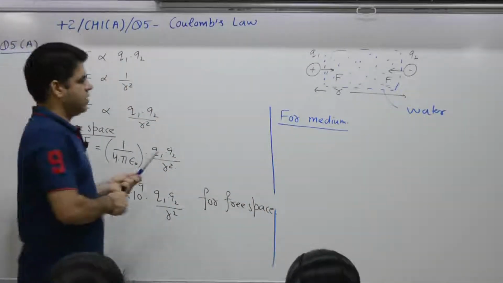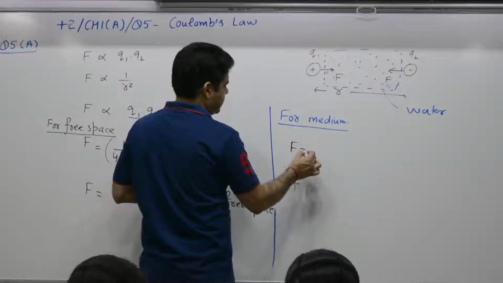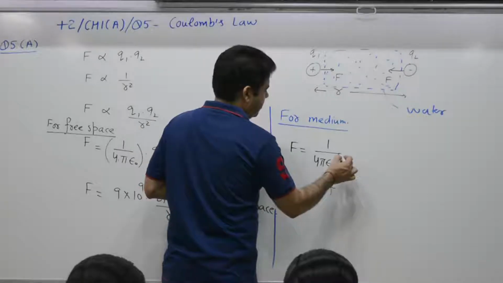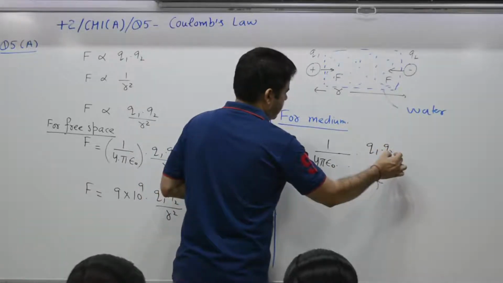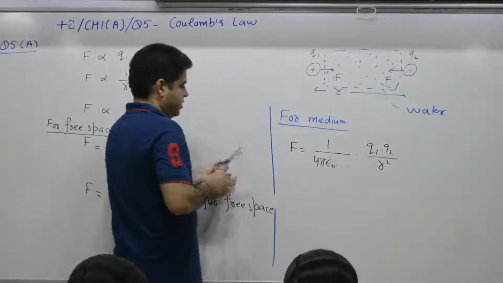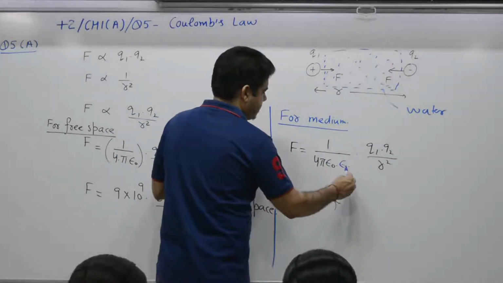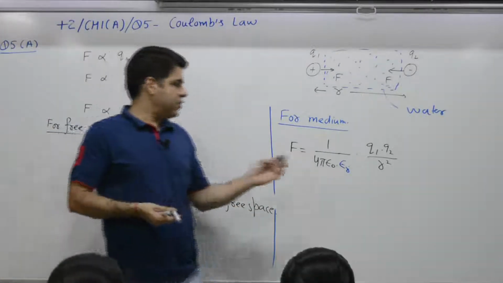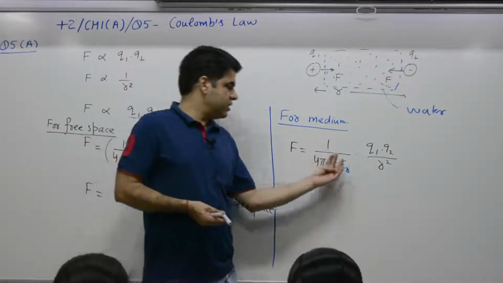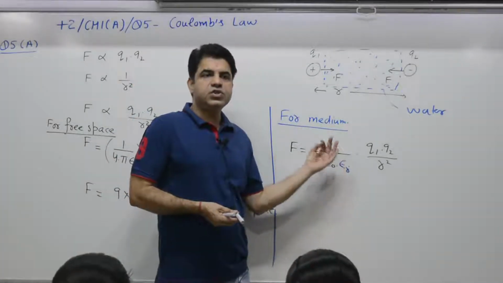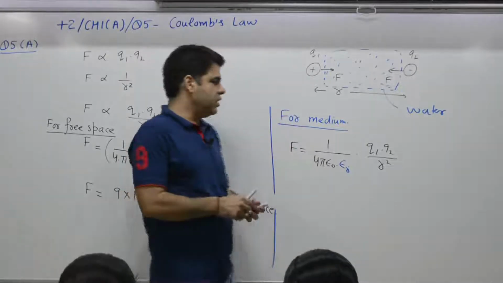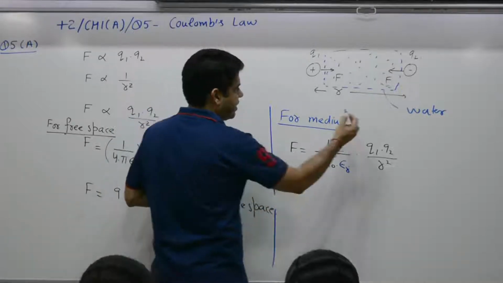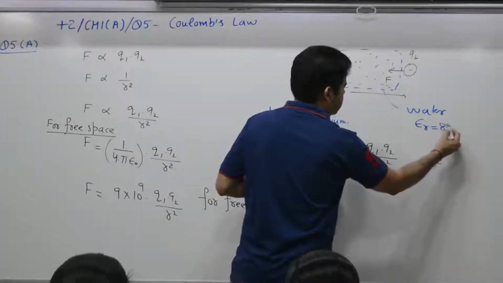A small modification. Force between the two is equal to 1 by 4 pi epsilon naught as it is, and we will have one more parameter, Q1 Q2 by r square. This is known as epsilon r, the relative permittivity. Like you had relative density, similarly this is a property of the material. It is unitless, dimensionless. As an example, epsilon r for water is equal to 81.